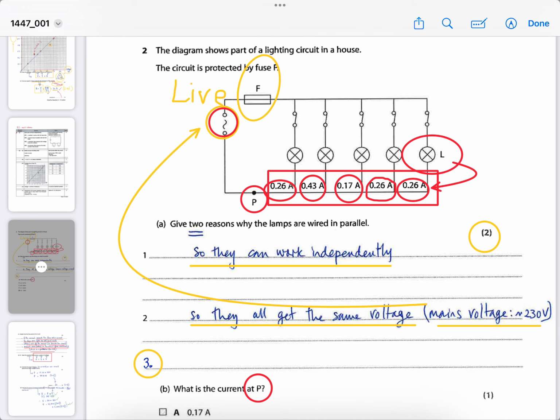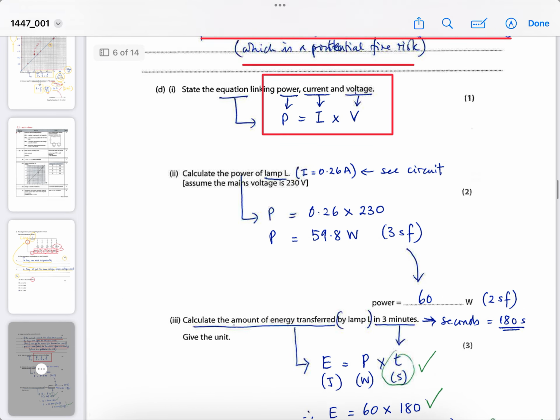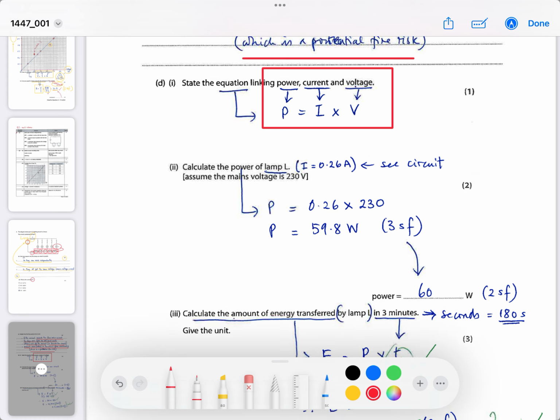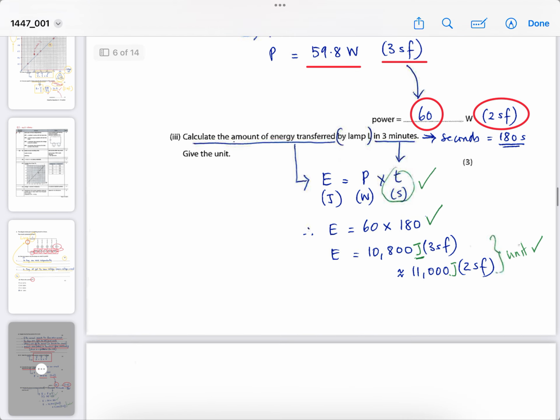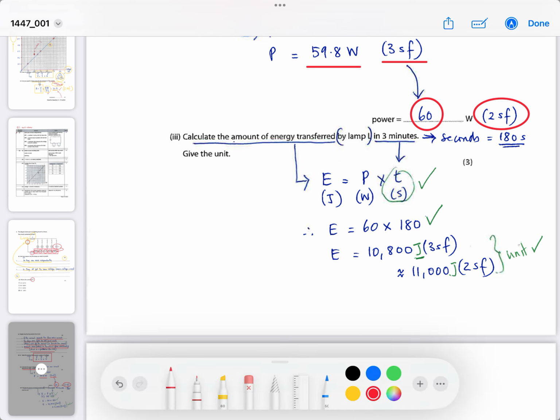Okay, so you go back to the question, you put the 0.26 amps in, and they're telling you that you assume that the mains voltage is 230 volts. So we know the voltage, we know the current, multiply them together. If you do it to 3 significant figures, you get 59.8 watts, and you could round it up to 60, because most of the data we have is, or all the data we have is accurate only to 2 significant figures. Okay?